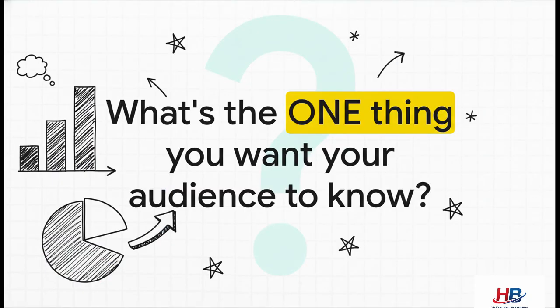This is the golden rule. Before you do anything else, you have to ask yourself, what is the one single thing I want my audience to walk away knowing? You've got to be able to say it in one simple sentence. Maybe it's Region A crushed all the other regions in sales. Or maybe it's this one product accounts for almost all our revenue. Figure out that one thing first, because literally everything else you do will build on top of it.